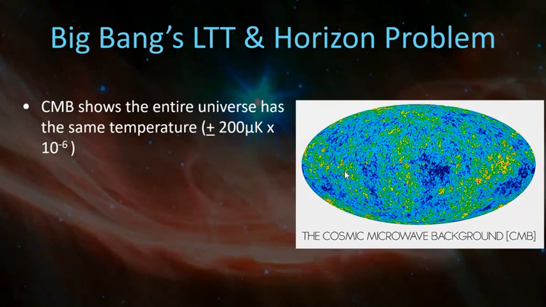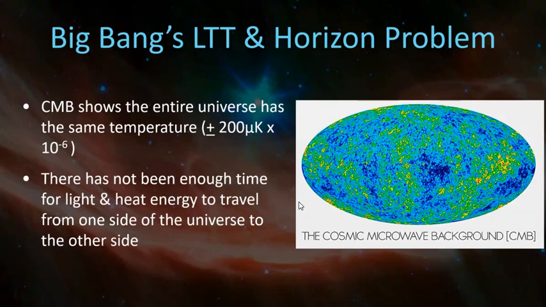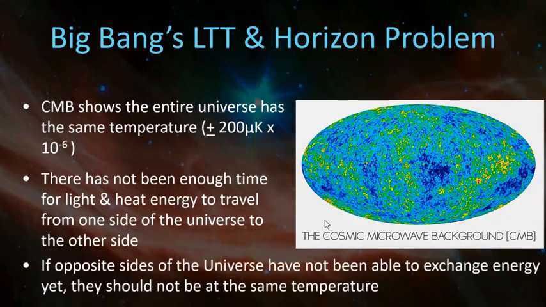And microkelvin is 10 to the minus 6 power. So it's a very small number. Therefore, the entire universe is nearly the same temperature. And there has not been enough time for light and heat energy to travel from one side of the universe to the other. If the opposite sides of the universe have not been able to exchange energy yet, they should not be the same temperature today. Make sense?